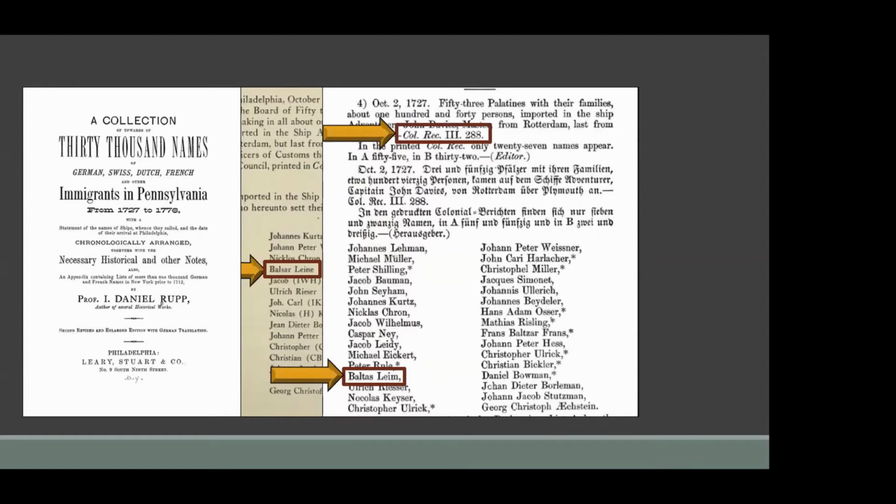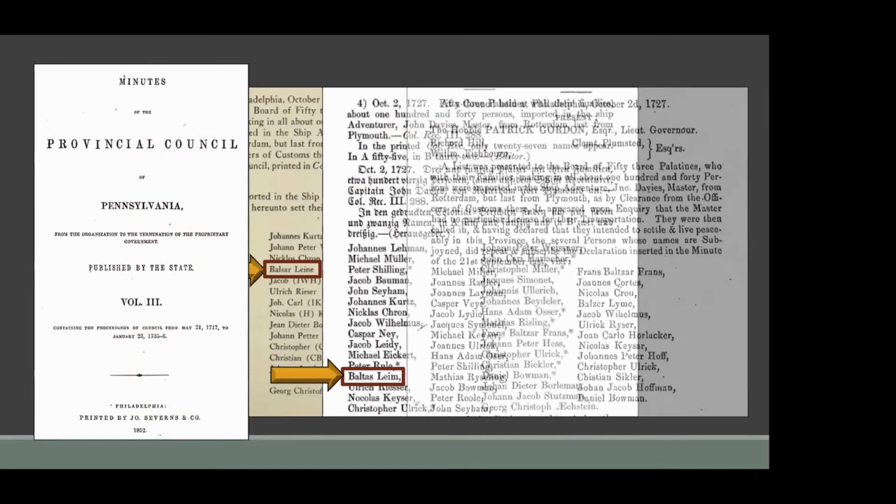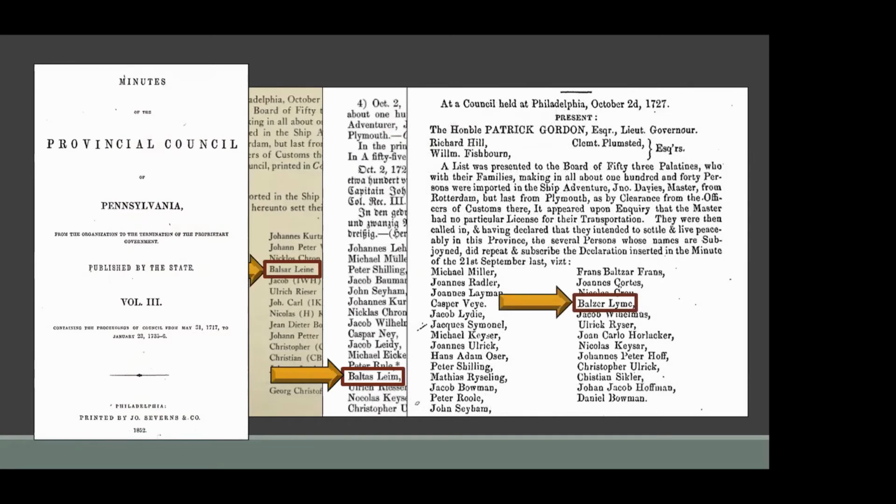So we're going to continue following this trail. It keeps referring to the archive series Colonial Records for volume 3. So let's look at that. Here's the minutes of the Provincial Council, volume 3. And we are looking at page 288, and we see that same ship, same date, and the third spelling.